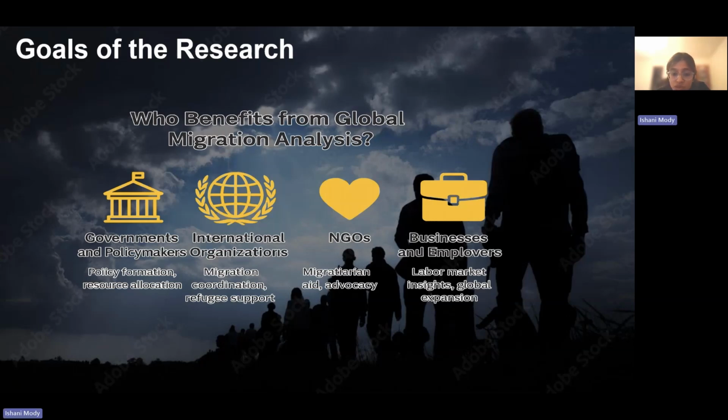The fourth and the foremost, which is businesses and employers, I think they are the ones who benefit most from migration analysis, since it gives them an idea of the availability of skilled or unskilled laborers in different regions, or if they want to expand their business into different regions or invest. Migration analysis helps them grow overall.